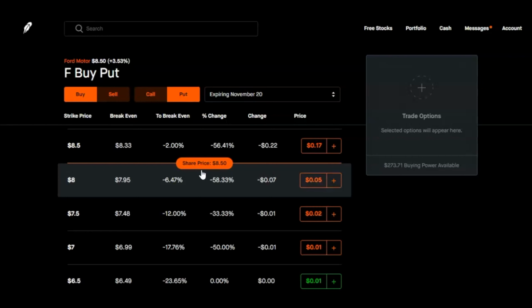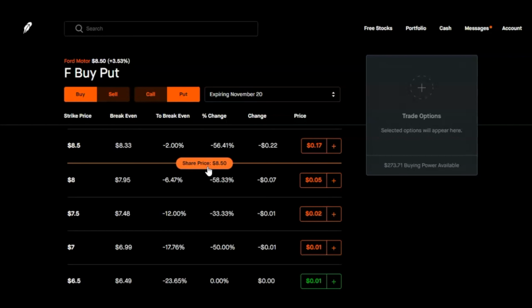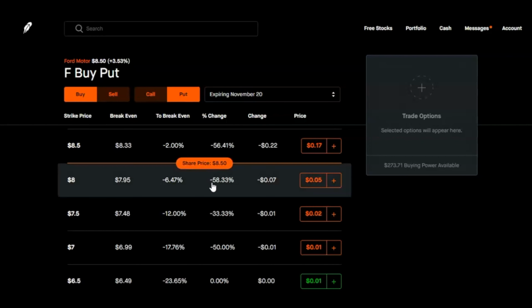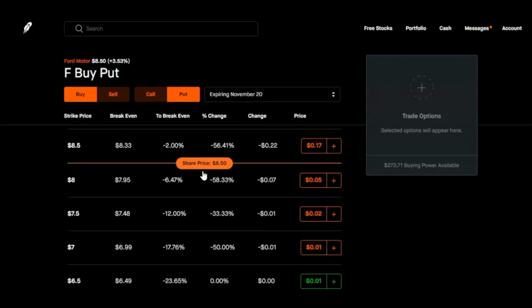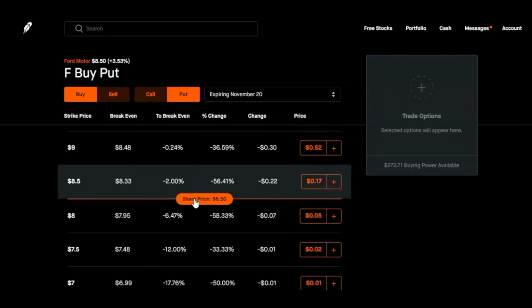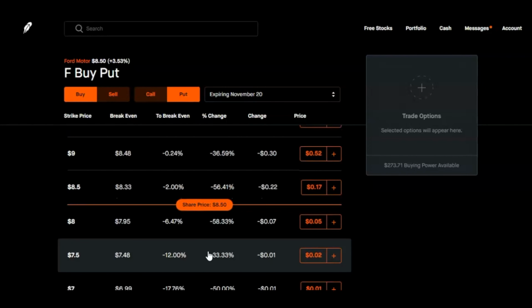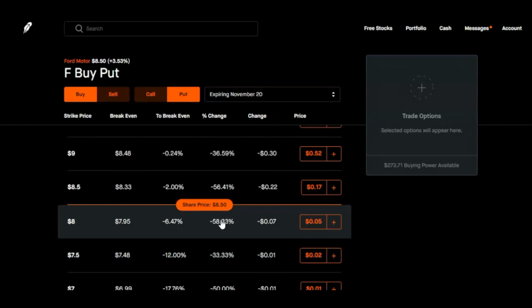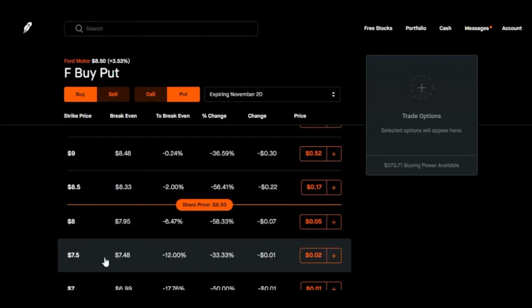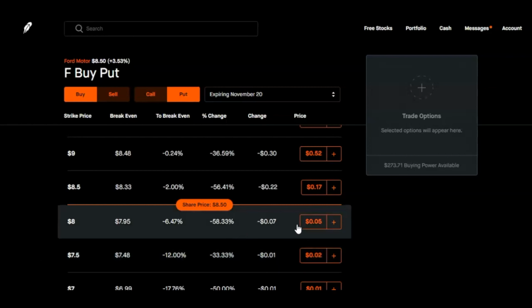So let's say that the price of Ford stock were to fall. Let's say Ford stock went from $8.50 to $7.50, so the price of the stock dropped about $1. Well, then this option would have an intrinsic value of about 50 cents per share, because you bought the put at $8 and then the stock went to $7.50. So you paid 5 cents, and now these contracts would be worth, give or take, around 50 cents. So you basically 10x your money.